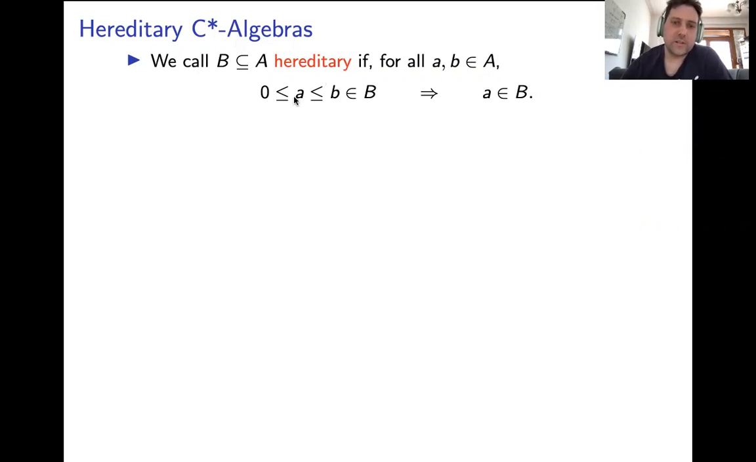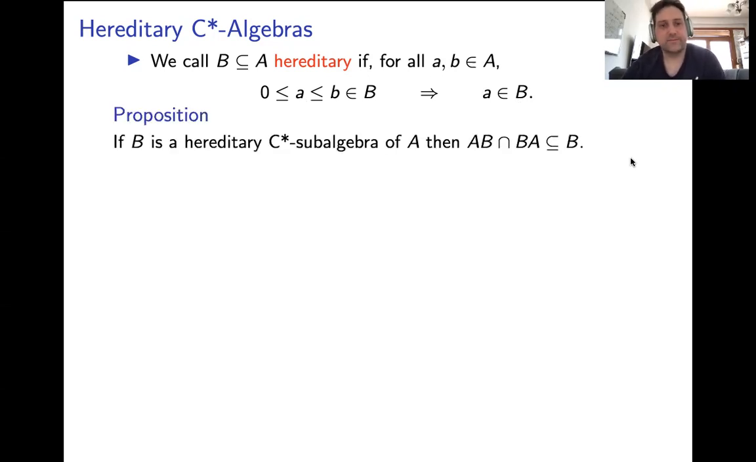Hereditary just means that whenever you have some positive element a below something which you know is in your C-star subalgebra B, then you further require that a itself also has to lie within B. That's the heredity property. There are actually some other more algebraic characterizations, and some nice algebraic properties of hereditary C-star subalgebras. If you have some element that can be expressed as a product of something from A and something from B on the right, as well as something from A and something from B on the left, then in fact it already had to lie within B. So it's another similar kind of condition.